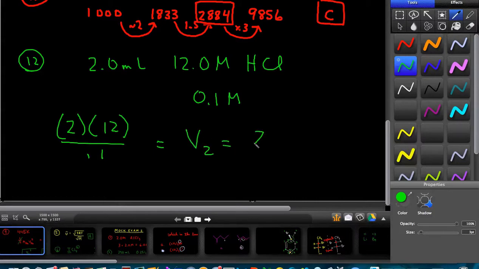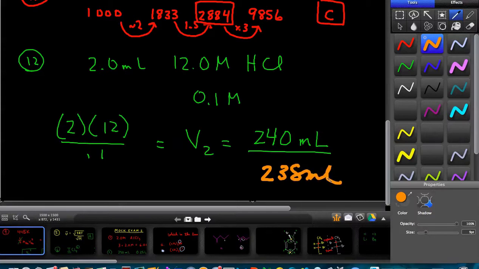That's going to be 240 milliliters. Now, I already have 2 milliliters, so that means I would need to add 238 milliliters. The best answer is going to be 240. That is answer choice B.